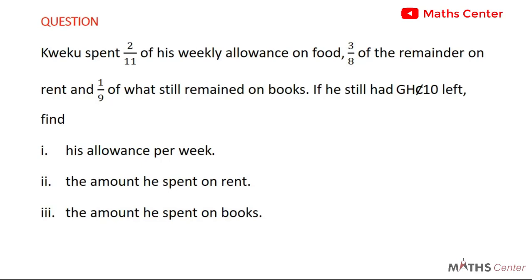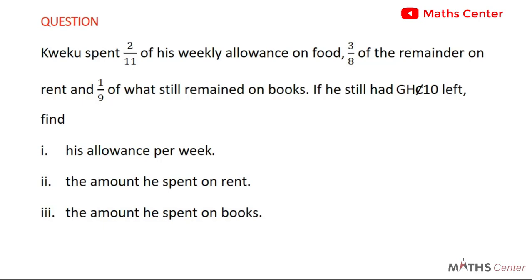Kweku spent 2/11 of his weekly allowance on food, 3/8 of the remainder on rent, and 1/9 of what still remained on books. If he still had 10 Ghana cedis left, find his allowance per week, the amount he spent on rent, and the amount he spent on books.